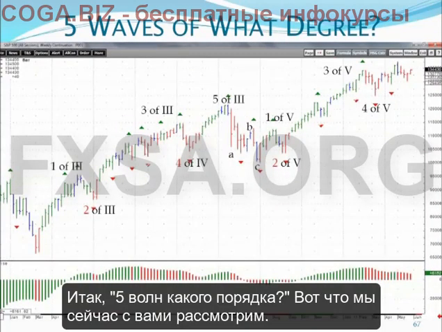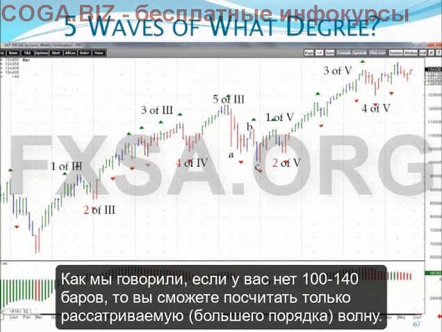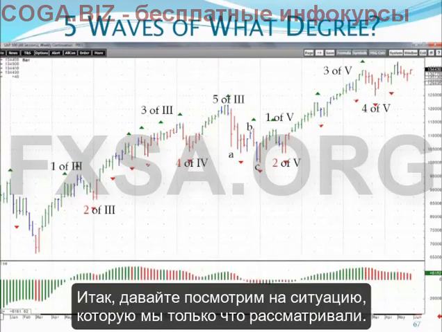So 5 waves of what degree? That's what we're going to look at here. This is a weekly chart, so we've gone up to one significant larger time frame. If you don't have the 100 to 140 bars, that's only allowing you to count the wave under consideration. So let's see what we were looking at.